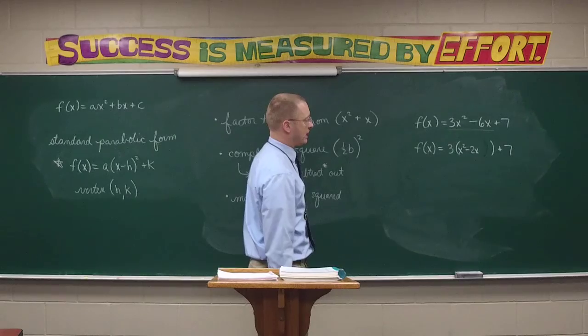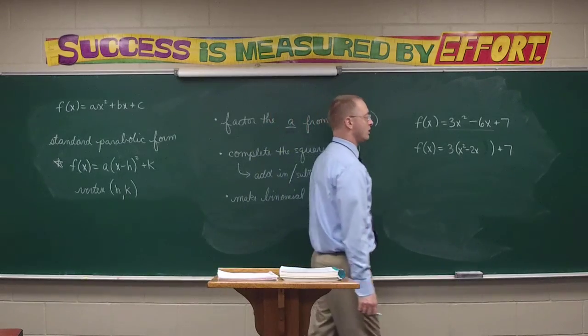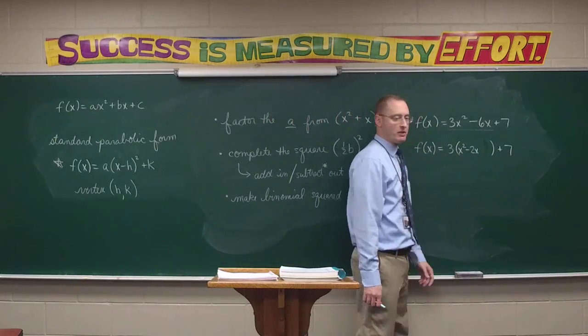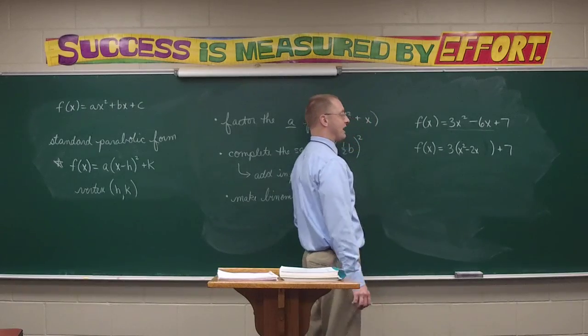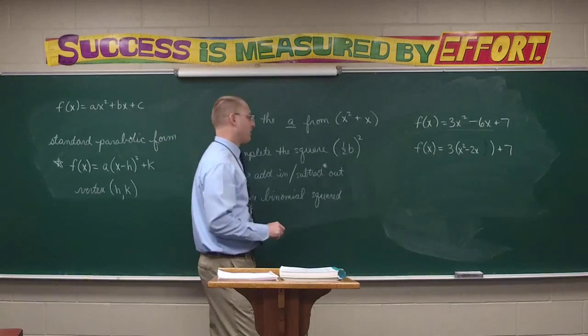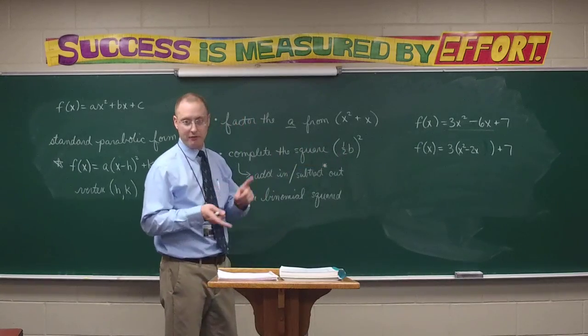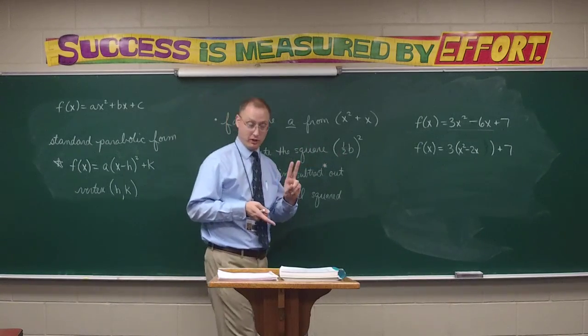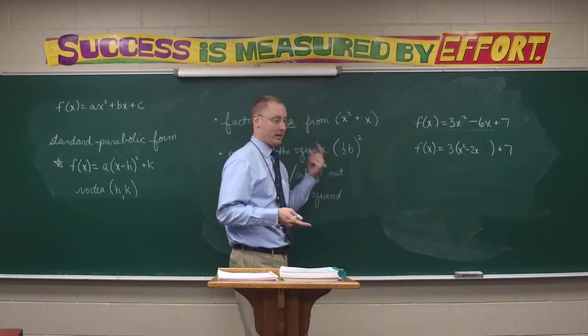So we're just pulling a 3 out of the first two terms. We don't have to worry about the 7. We just leave the 7, which is kind of nice. Cuts down on our factoring. What goes in the gap? Well, we complete the square. We half and square. Those steps should sound familiar. Class, stay with me. Half and square.